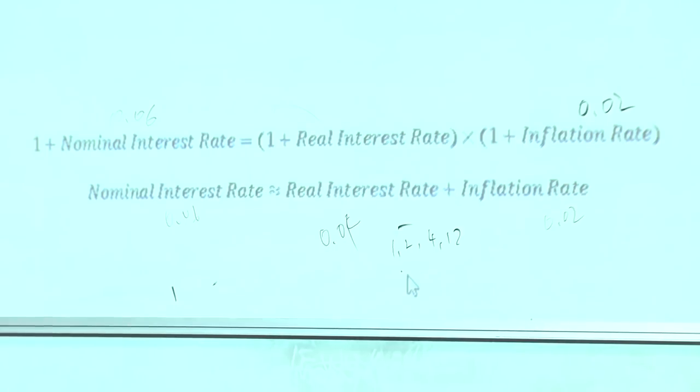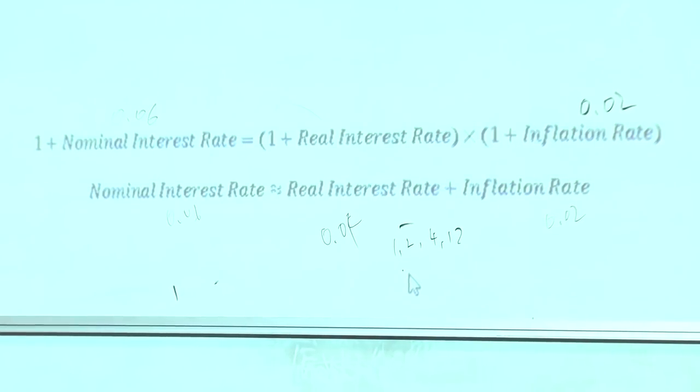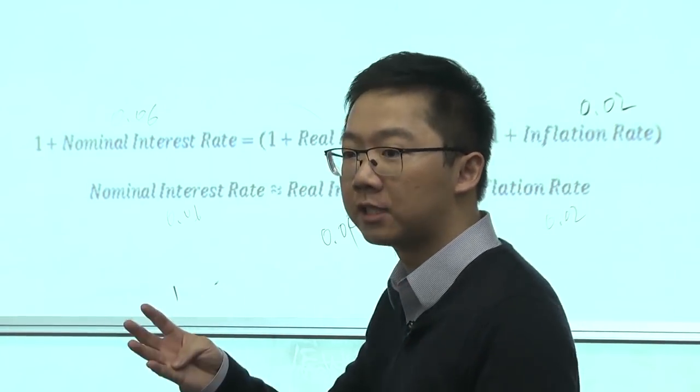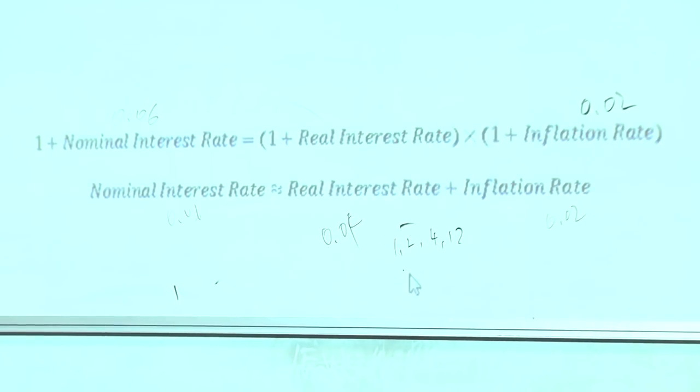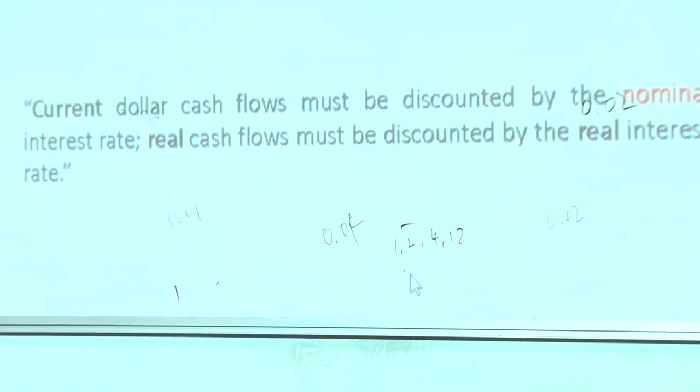Therefore, if an investment promises you 6% annual return, and you expect that the inflation rate is 2% in that year, your real return, or the actual return that you get from that investment, is just 4%. That is the actual increase in your purchasing power that you gain from this investment. Okay, right. Question.